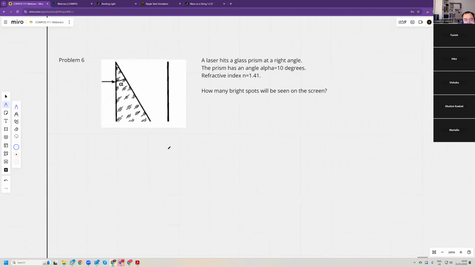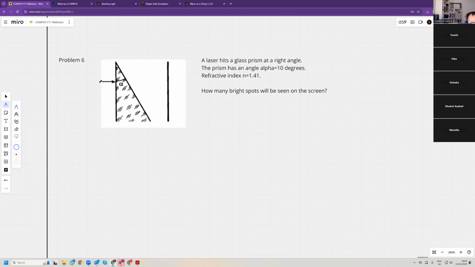Problem 6. A laser hits a glass prism at right angles. The prism has an angle alpha of 10 degrees. Refractive index is 41. How many bright spots will be seen on the screen? That's a very weird question to ask. Why would there be spots on the screen? Well, let's see what's going on.